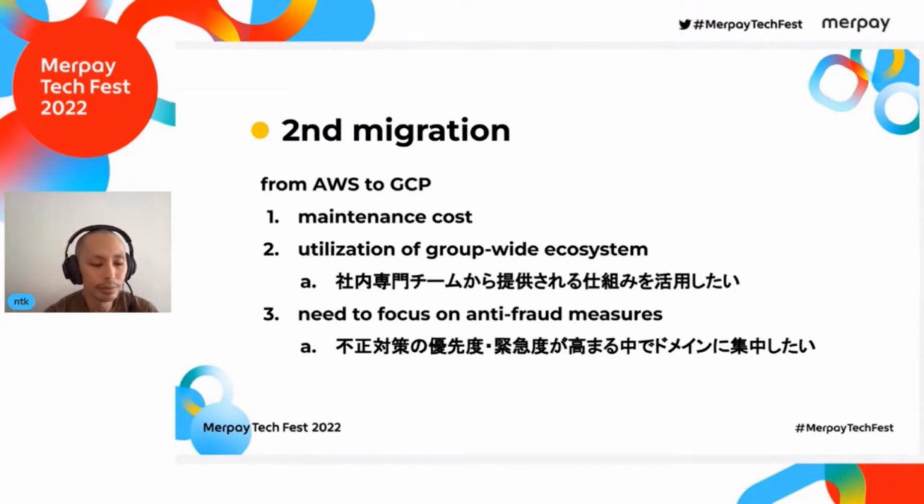And especially in recent years, the priority and urgency of anti-fraud measures has increased. So we decided that we should focus on the development and adoption of the anti-fraud measures, which is supposed to be our main focus. So this is why we decided to move to GCP.